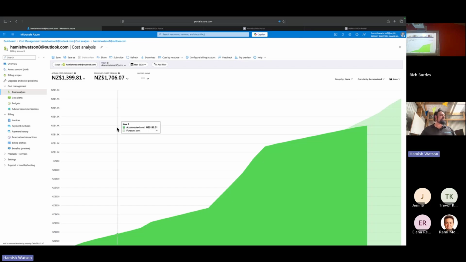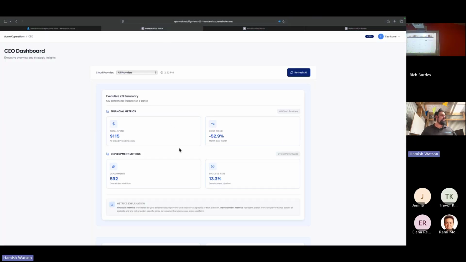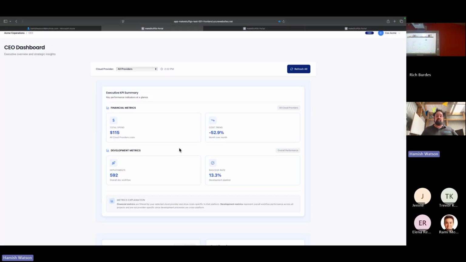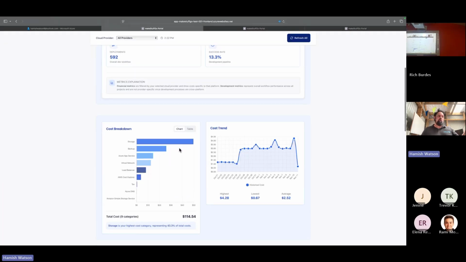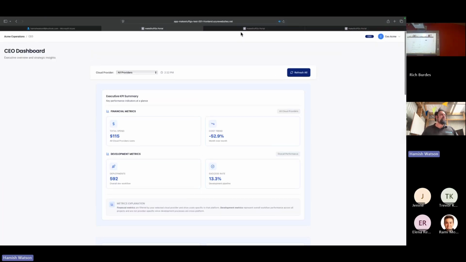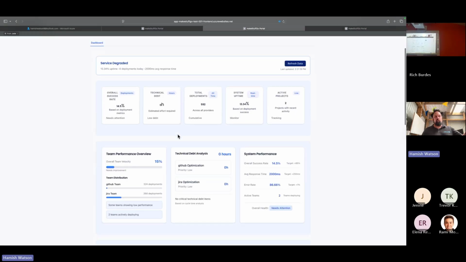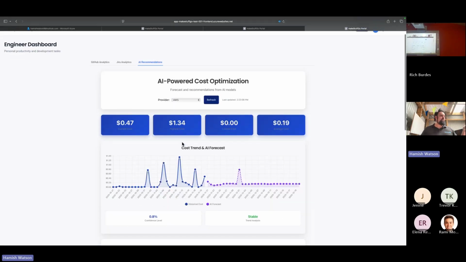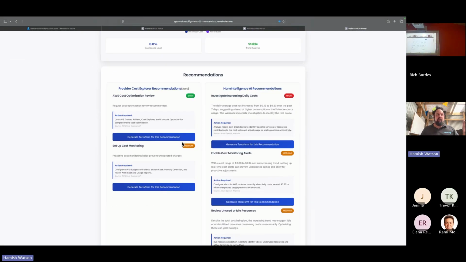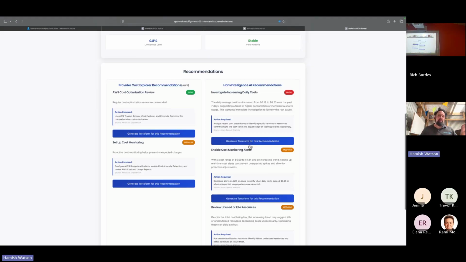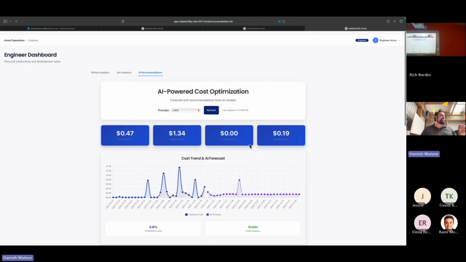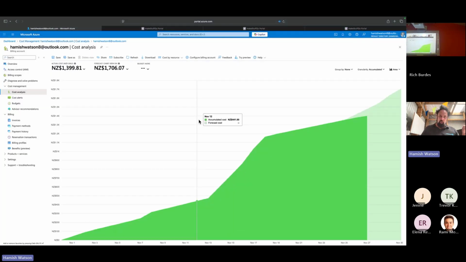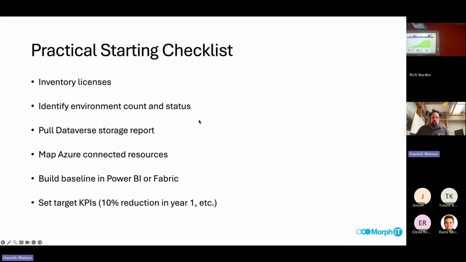Whereas I would like to see a portal like this where we have, for say, our CEO, the dashboard, the cost breakdowns, because CEOs like that. Whereas, say, for our CTO, they might look at the cost a different way, right? But for our engineers, we might want to do some AI recommendations to generate the Terraform for the recommendations. For me, this kind of dashboard is way, way better than this horridness. So yeah, build those dashboards.